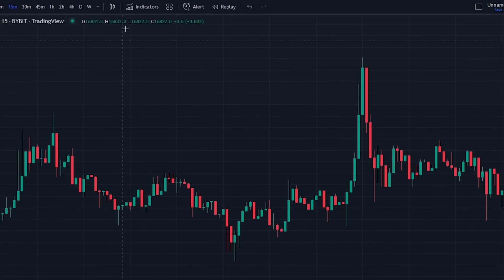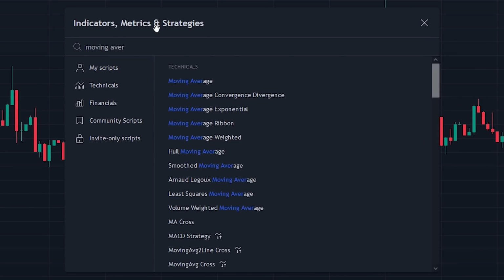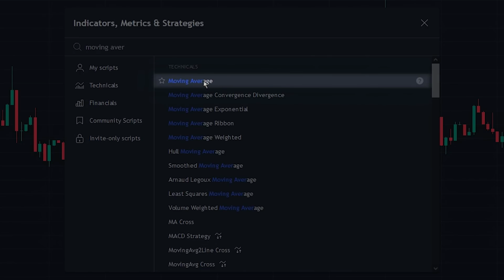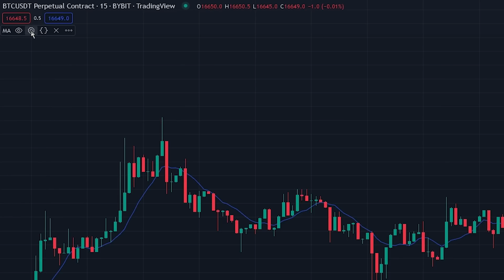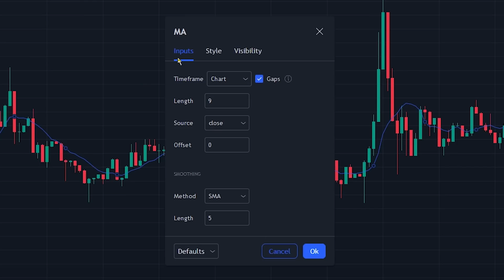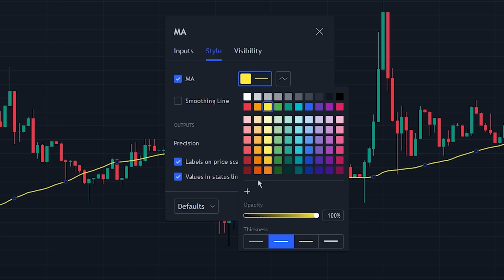Head over to the Indicator Search tab and search for the Moving Average Indicator. Select the Moving Average Indicator made by TradingView and add it to the chart. Now navigate to the Indicator Settings and click on the Inputs tab. We will be changing the length of the indicator to 50. After that, click on the Style Settings. We will change the color and thickness of the line to make it more visible.